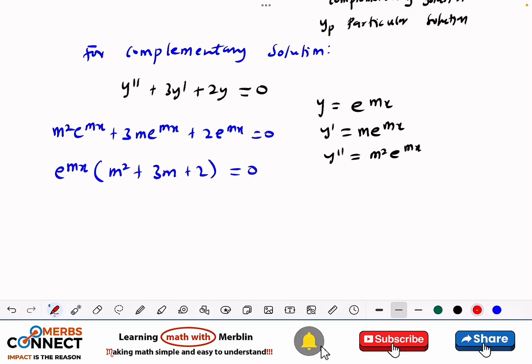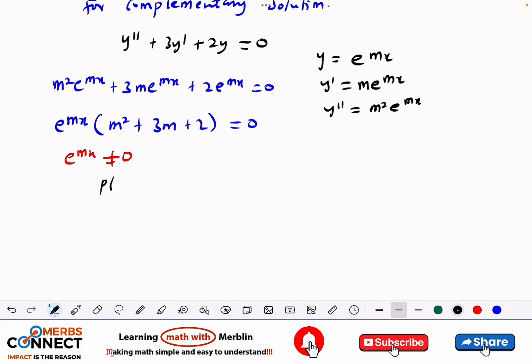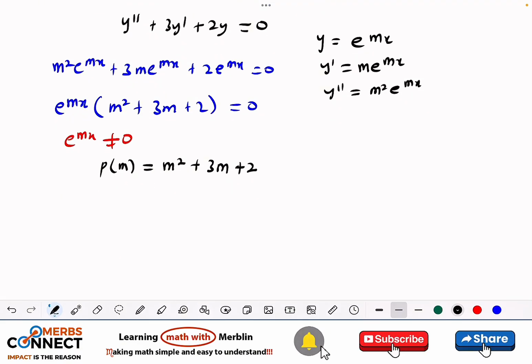Now we said that when we get here, we need to assume that this guy is never 0. And if that's the case, then the characteristic polynomial will be equal to m squared plus 3m plus 2. And then after we've gotten the characteristic polynomial, what we need to do is find the characteristic equation, which is this equal to 0. And then we solve for the function, right?